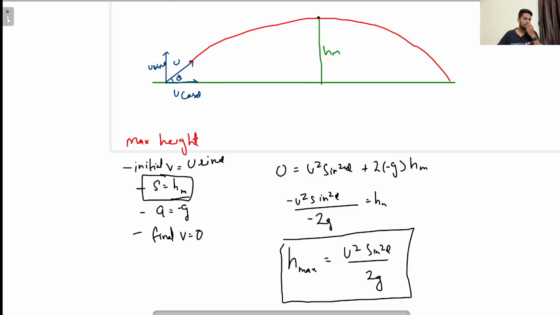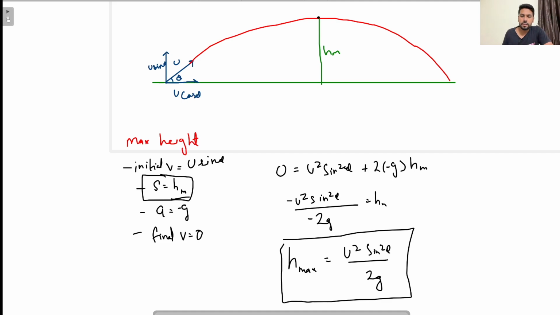Simple and straightforward. My formula for the maximum height is u square sine square theta by 2g. So I did not do anything new. I just used the equations of motion and did the resolving of vectors.